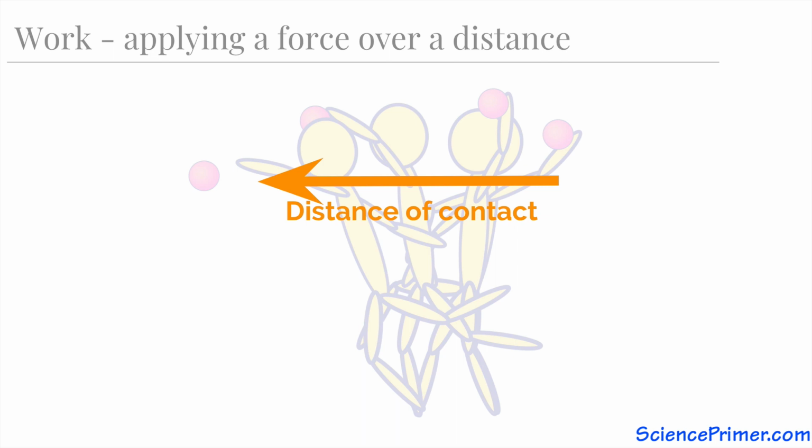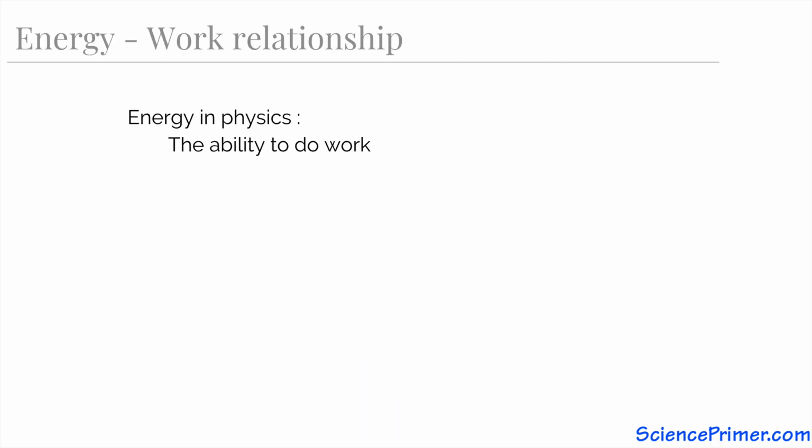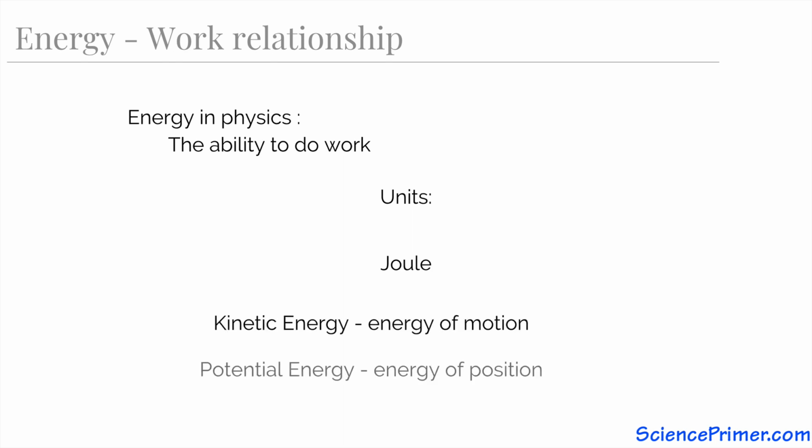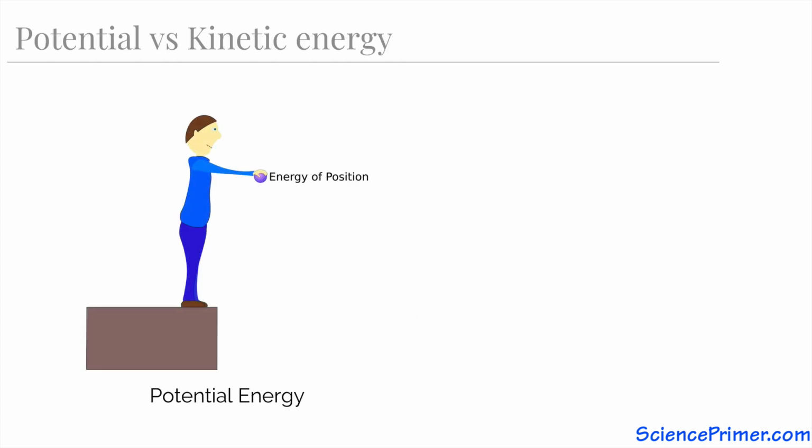Work and energy are related because energy is simply the ability to do work. Since it describes the ability to do work, it has the same units as work, which is the joule. We deal with two types of energy: kinetic energy, which is the energy of motion, and potential energy, which is the energy of position. A person holding a ball in the air above the ground is an example of potential energy. There is energy associated with its position above the ground.